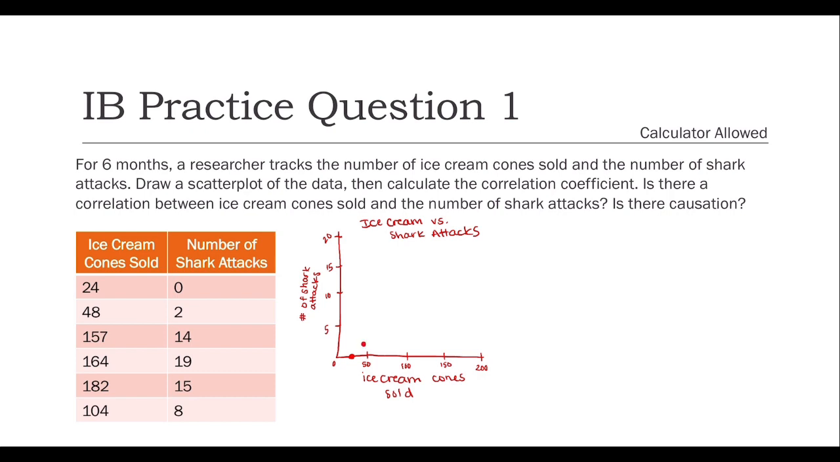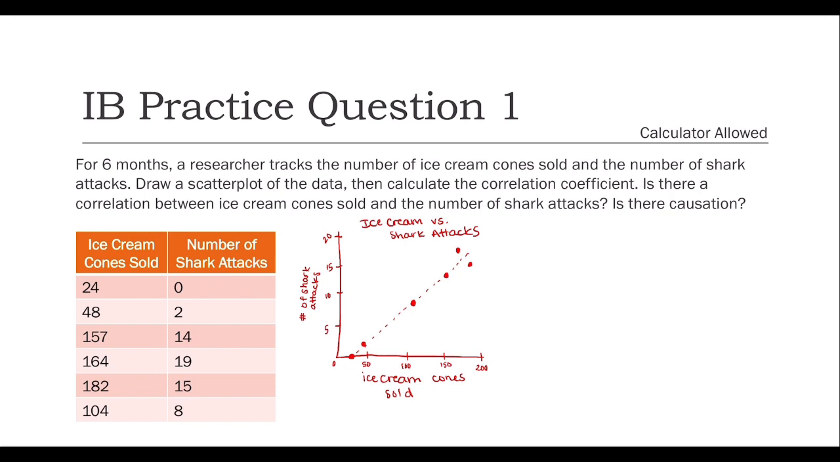Then we have 157.14, around here. 164.19, so that would be like here. 182.15, here. And then 104.8. So from looking at this, if we were to draw a line of best fit, it would probably be right about here. So it looks like there's going to be a positive correlation.